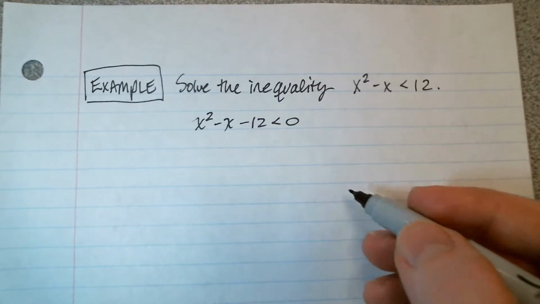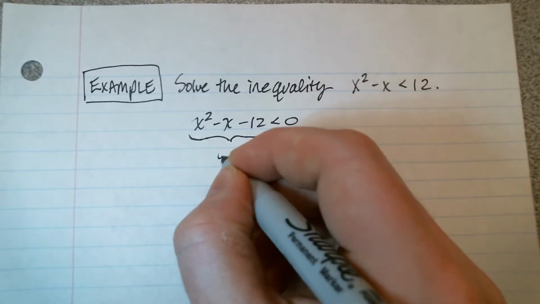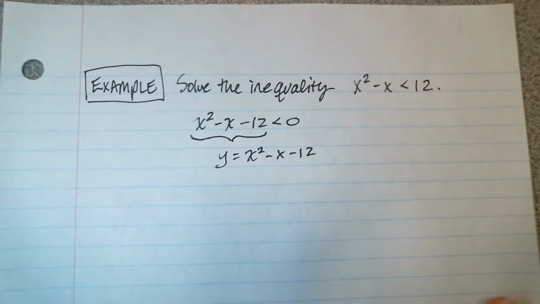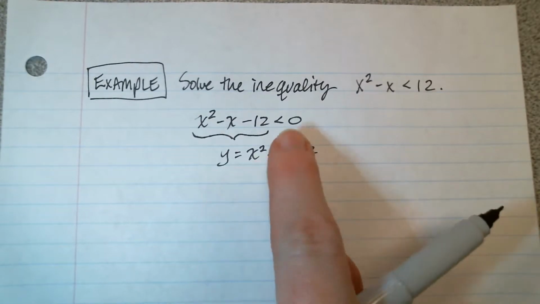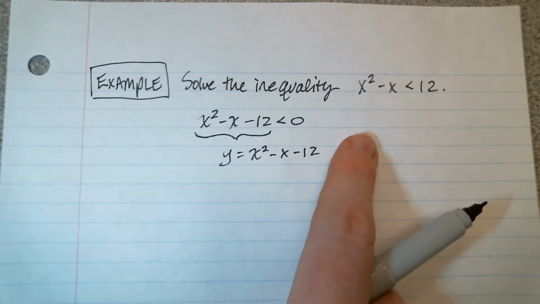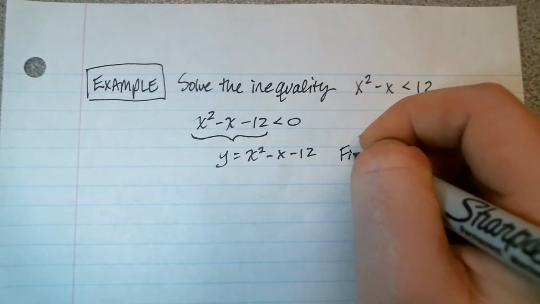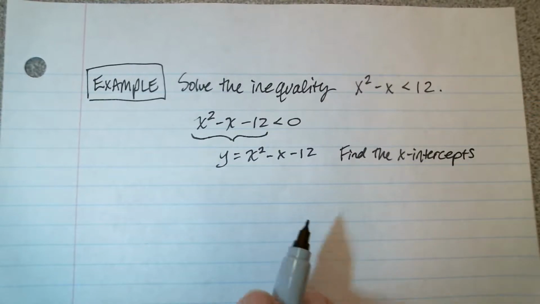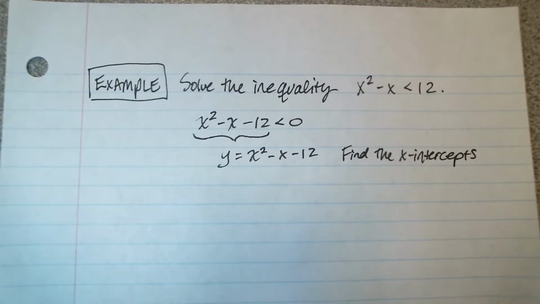What I'm going to do is investigate this polynomial right here. So I'm going to let y equal x squared minus x minus 12. And what I really want to do first is find the x-intercepts, because that's where y is 0. This is going to separate my number line into different regions and make this problem a lot easier to solve. Remember, the way to find x-intercepts with an equation is to substitute in 0 for y and solve for x. So I'm going to do that here.